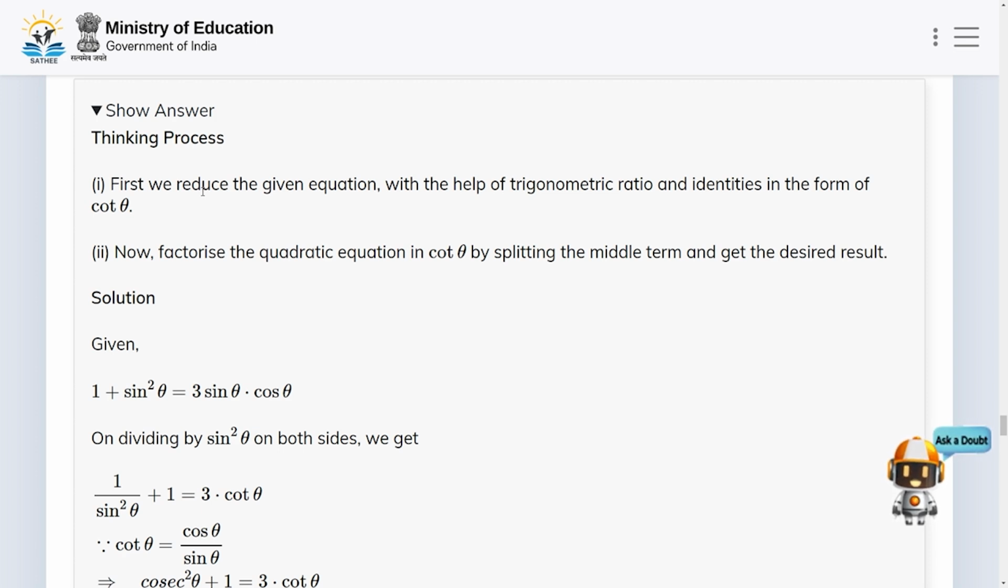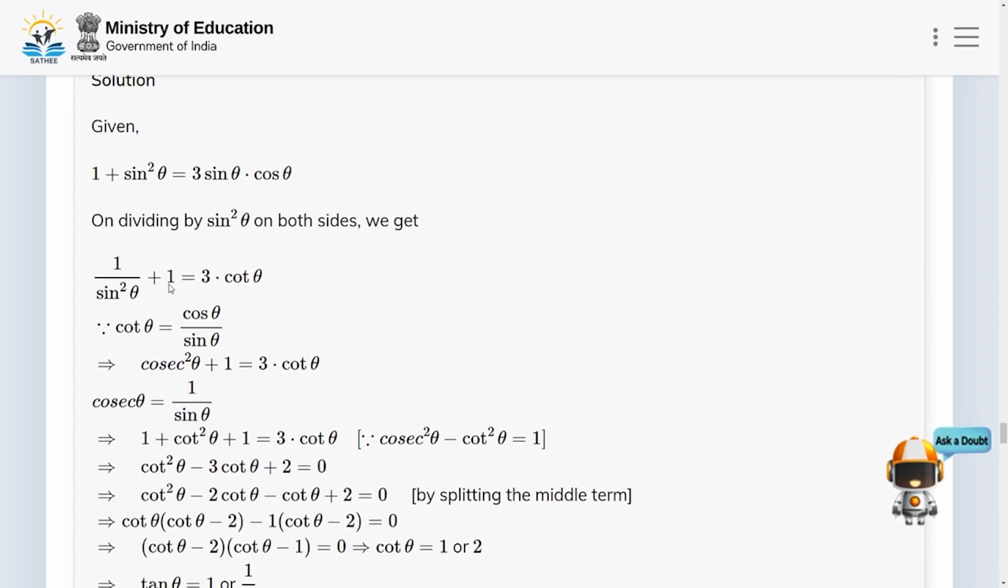Okay, so here given 1 plus sin square theta is equal to 3 sin theta into cos theta, and dividing by sin square theta on both sides, here we get 1 by sin square theta plus 1 is equal to 3 cot theta. Since cot theta is equal to cos theta by sin theta, it implies cosec square theta plus 1 is equal to 3 cot theta.